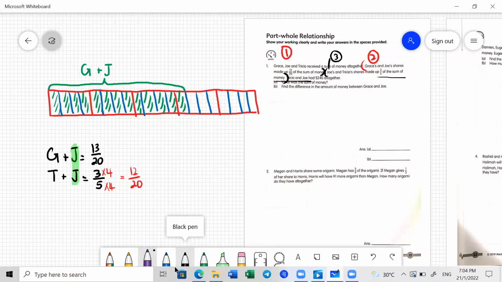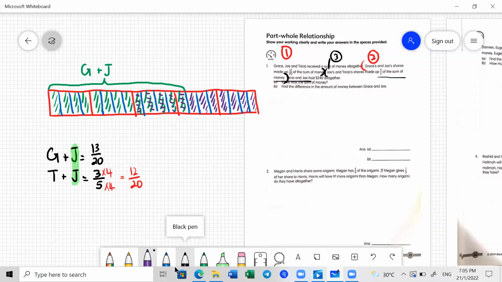So we go backwards. Let's go backwards. 12 units. Are you ready? Okay, I want you to use another color to show the rest. Please use another color. 12 over 20, let's shade. 1, 2, 3, 4, 5, 6, 7, 8, 9, 10, 11, 12.